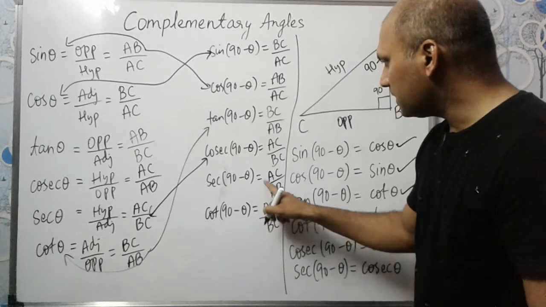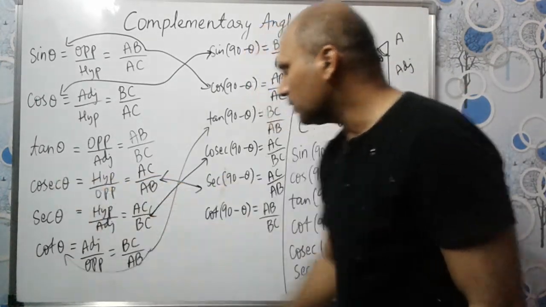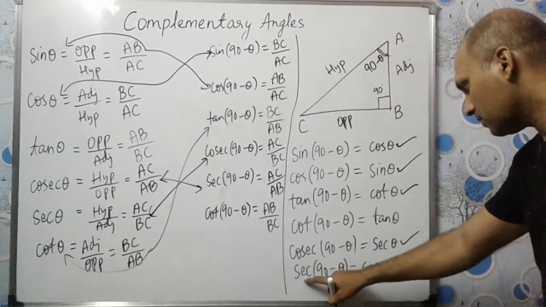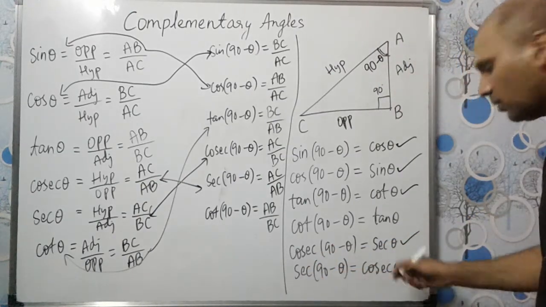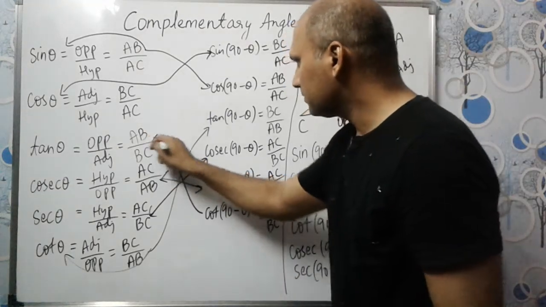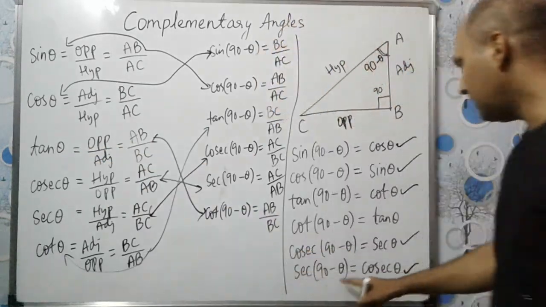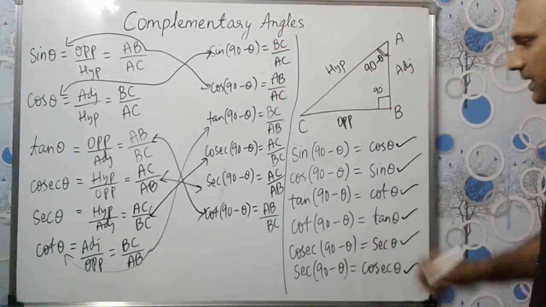Secant 90 minus theta, AC by AB. AC by AB is here. It is equal to cosecant. Okay, so secant 90 minus theta is equal to cosecant theta. Cot 90 minus theta, AB by BC. So cot 90 minus theta is equal to tan theta.